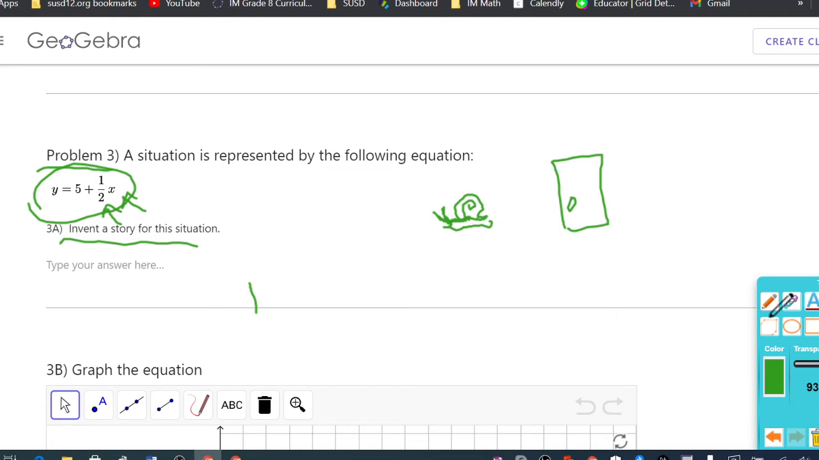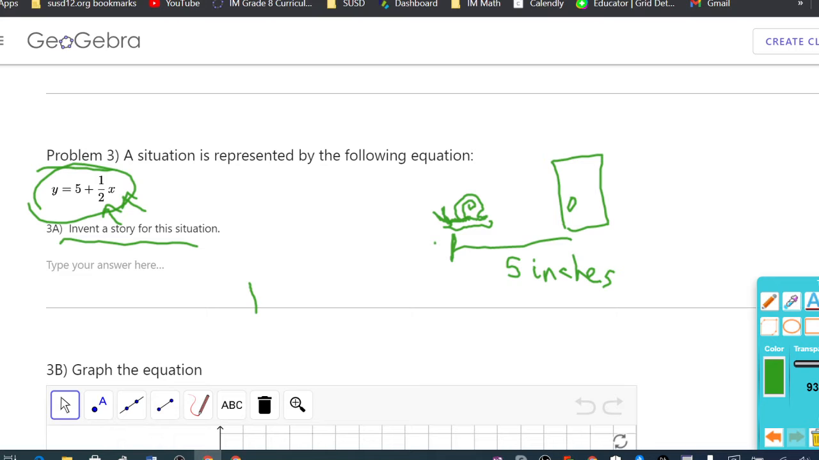Here's my front door. I measured the distance from my front door to the snail's face, and I found it is 5 inches. I came out of my house, I saw the snail, I grabbed my ruler, I found the snail is 5 inches from my front door. Then I got a stopwatch and I started timing this snail.